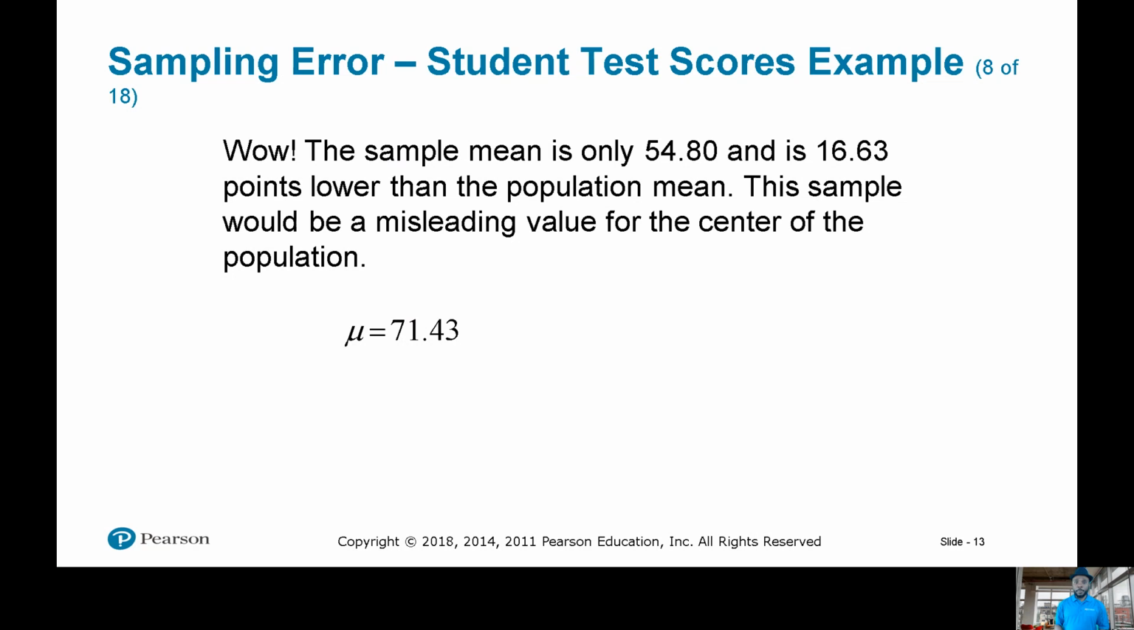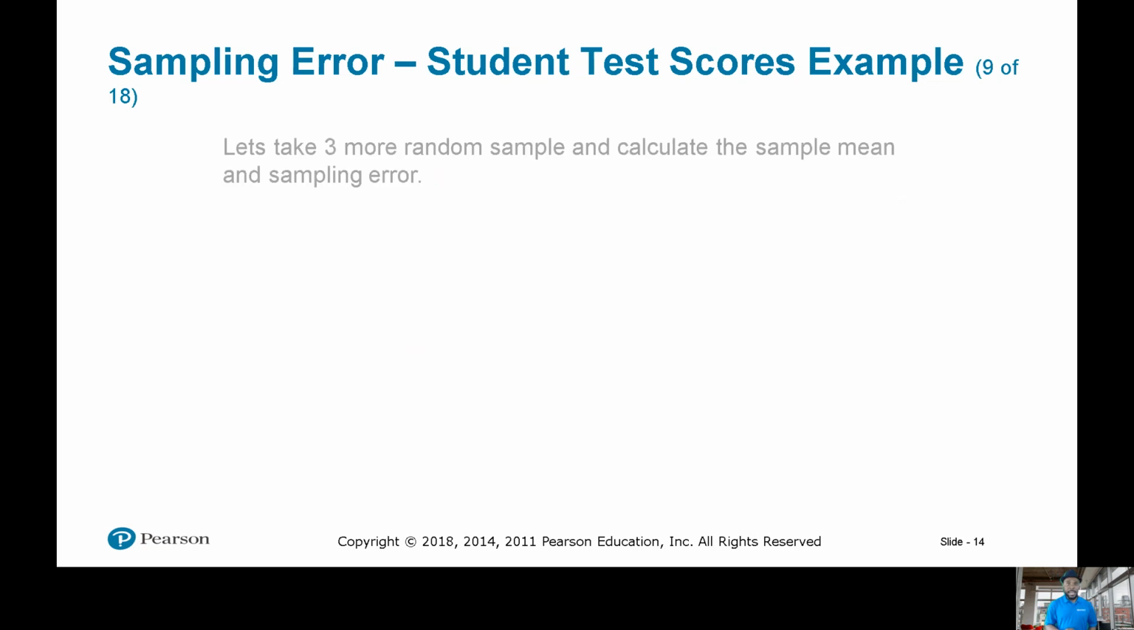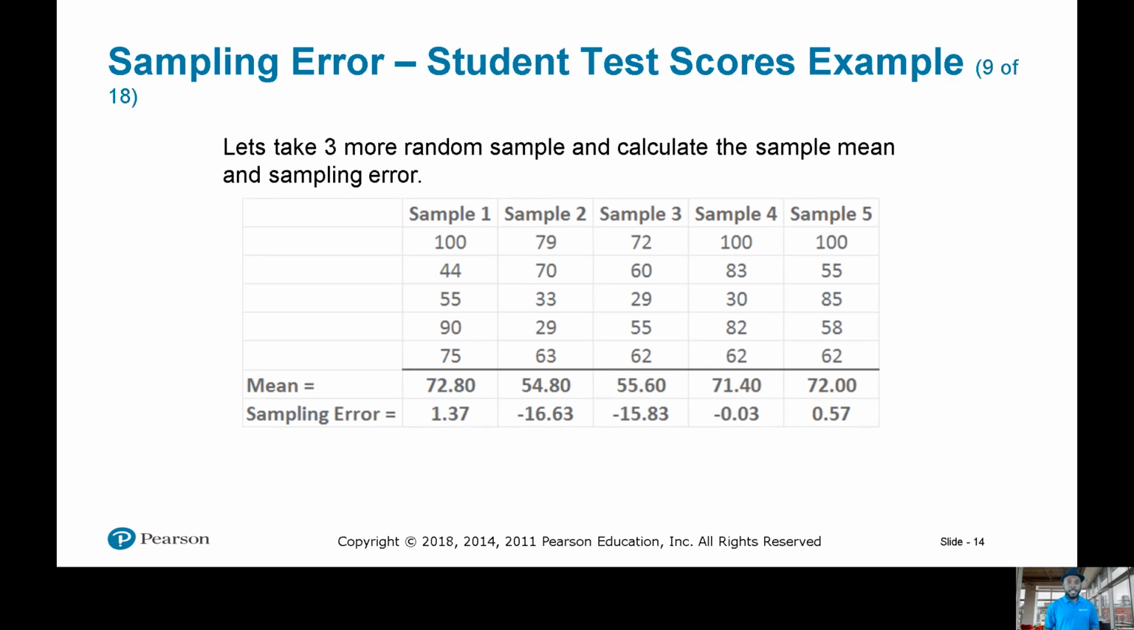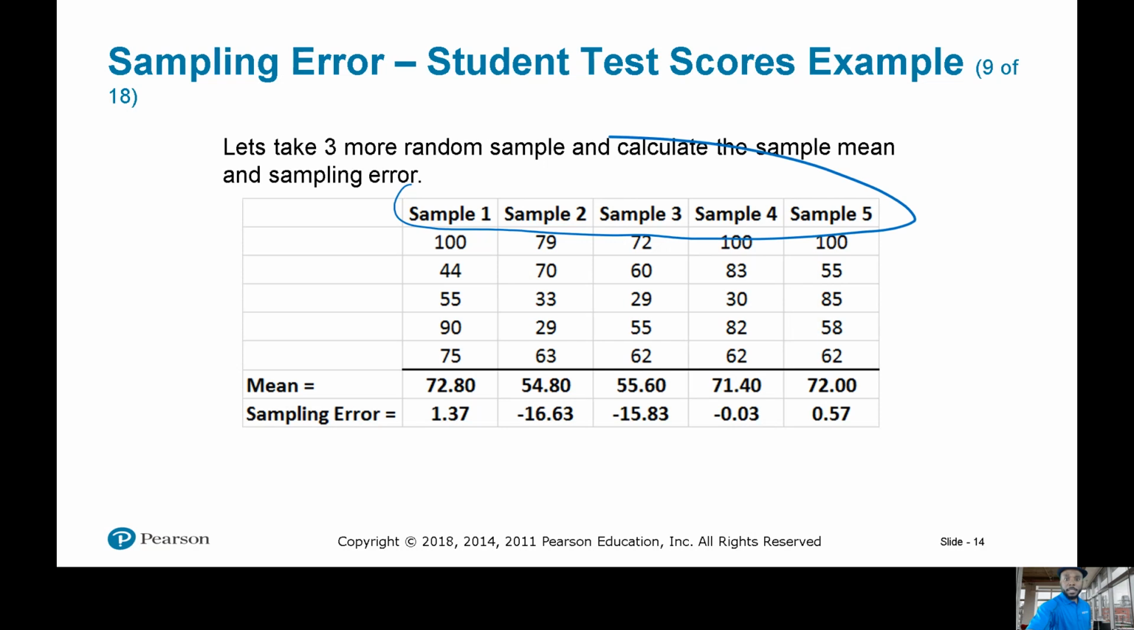Again, here is the population mean. The sample mean is 54.80, and the sampling error, which is the difference between the sample mean and the population mean, is this. Now let's go ahead and repeat this step for 3 more samples. And so let's say we have 5 samples here. And as you can see, here's a sampling error.